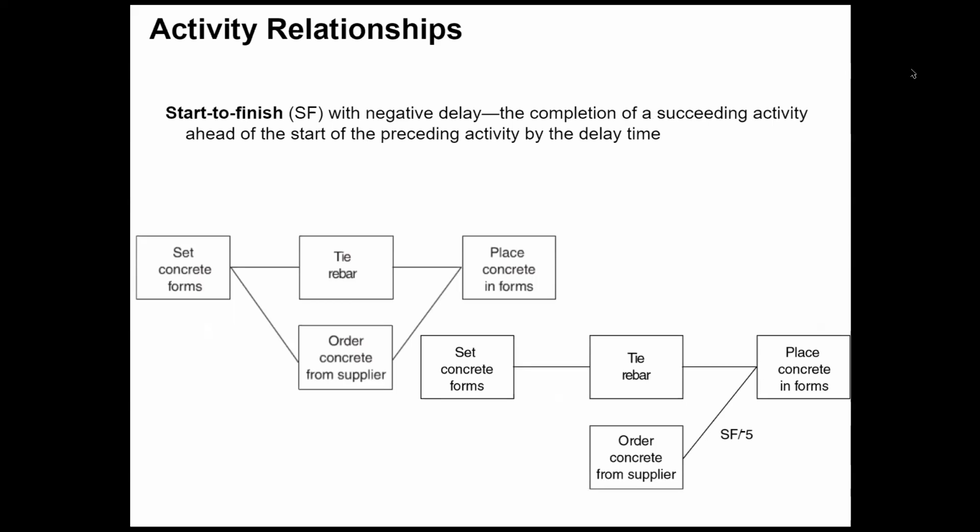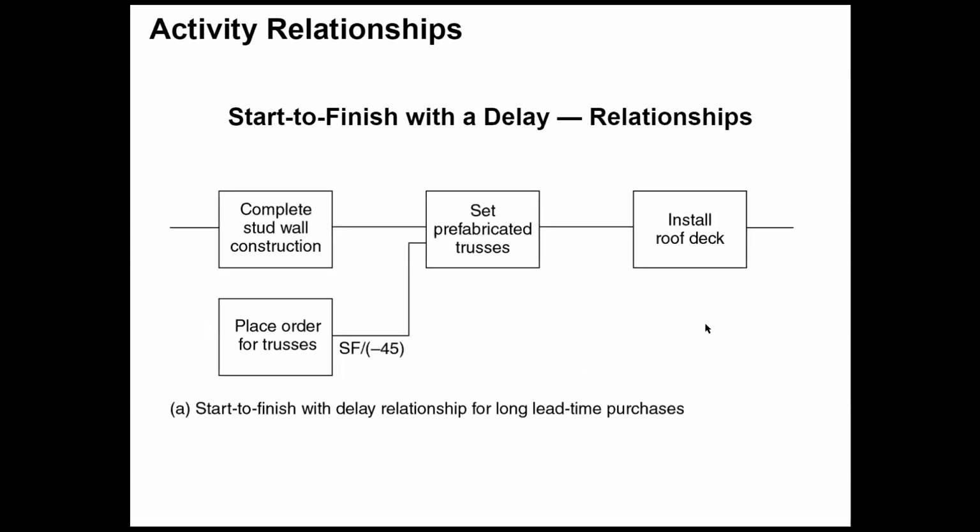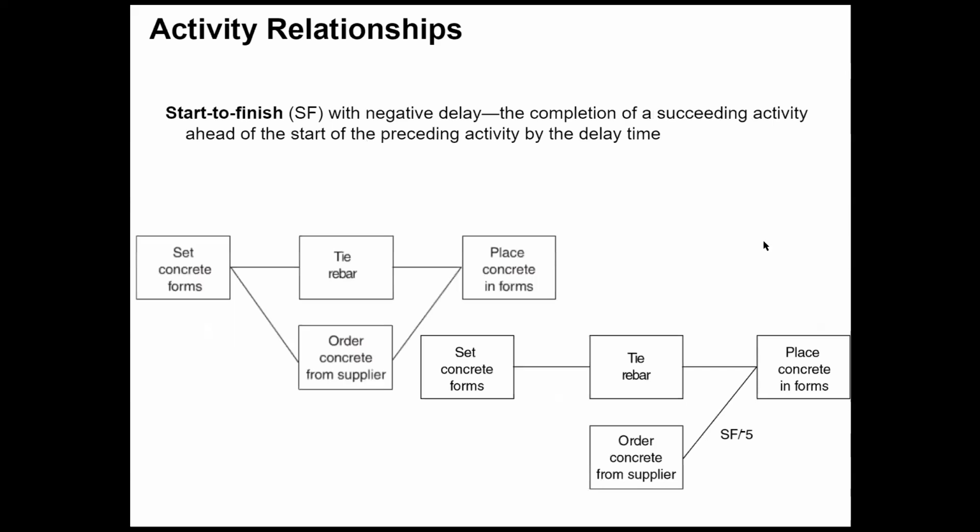Let's see this. If that makes sense, start to finish with a delay. The example over here is only one start to finish with a -5 delay. You order your concrete from the supplier and place your concrete in the form. So you need to order it early, and you can add in the -5. That makes sense. Go ahead.